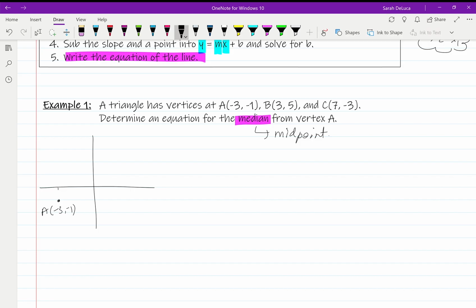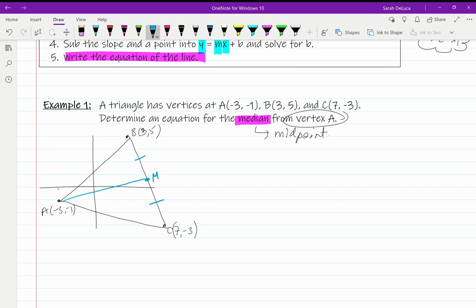B is 3, 5. So I'm going to put that here. So 3, 5, and C is 7, -3. It doesn't have to be perfect, because I'm just getting a visual of the triangle and it's asking me for the median from vertex A. So when I draw my median line, I'm going from vertex A to the middle of the other side, indicating that that's a midpoint, and I've cut this in half.